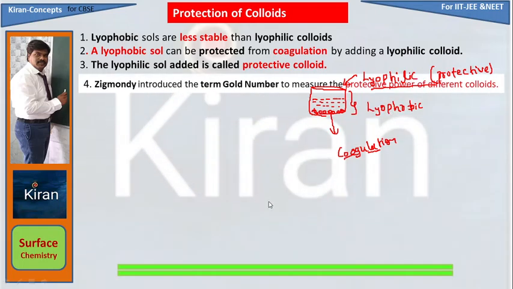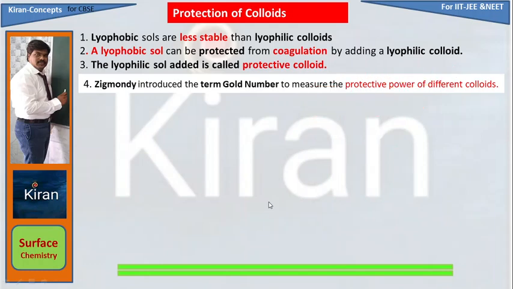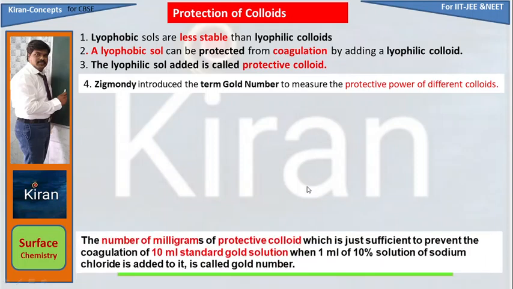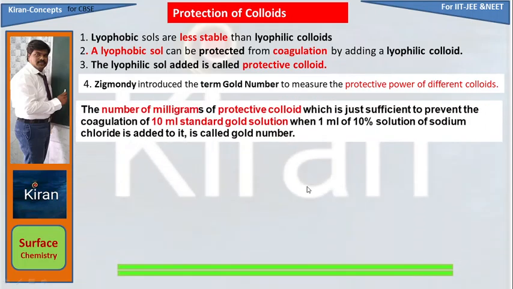Zsigmondy introduced the term gold number to measure the protective power of different colloids. The number of milligrams of protective colloid which is just sufficient to prevent the coagulation of 10 ml of standard gold solution when 1 ml of 10% sodium chloride solution is added to it is called the gold number. So, a very important definition, gold number.